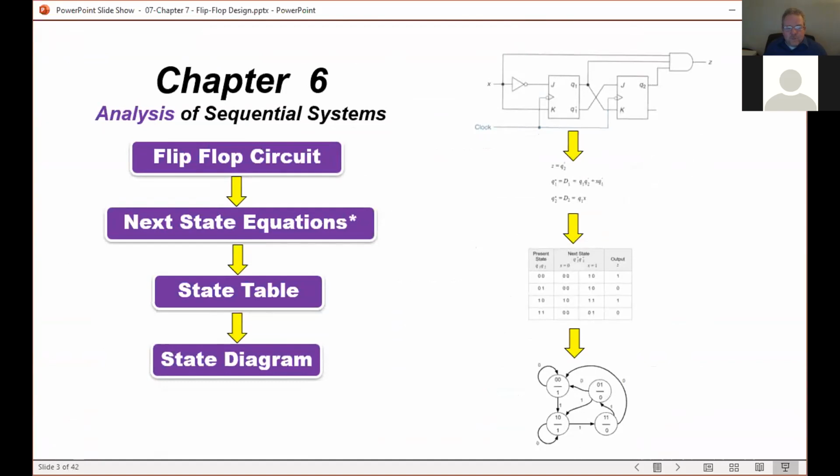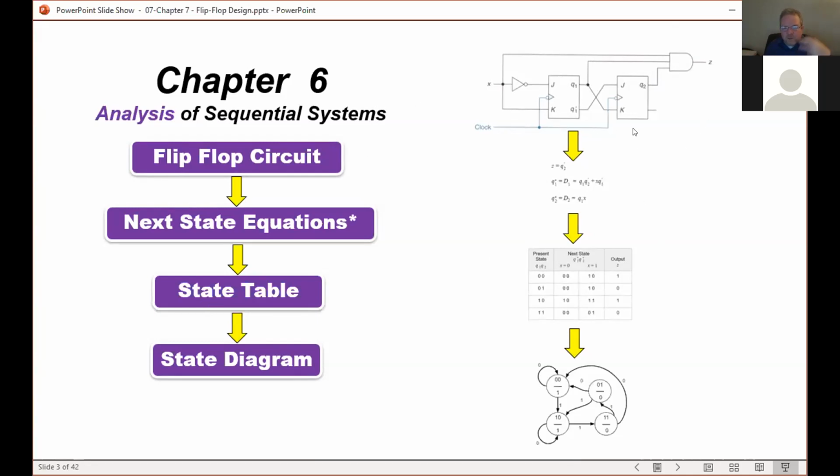To refresh what we did in chapter 6, we went from analyzing, there's the word analysis there, analyzing a flip-flop circuit. And from that, those connected wires, we got a next state equation with those asterisks on there. And then from that, we built a next state table, which is right over here with ones and zeros. And then we built a state diagram. And the point of all of this was to understand what that circuit is doing. Because if you look at that circuit, you can't tell what its function is.